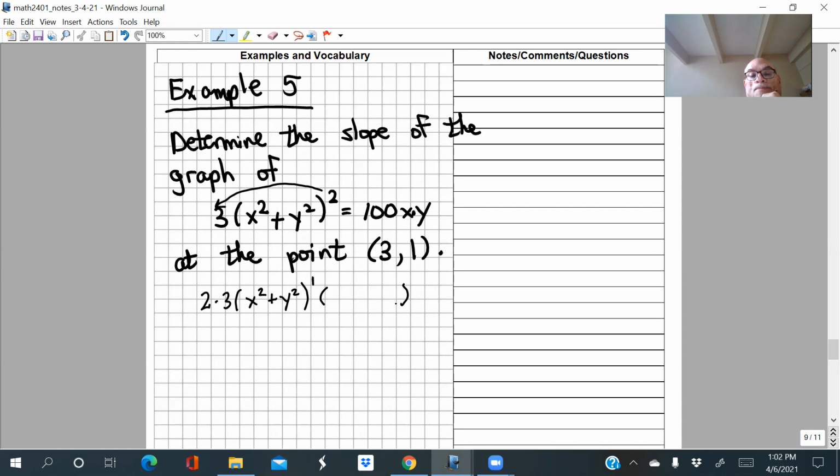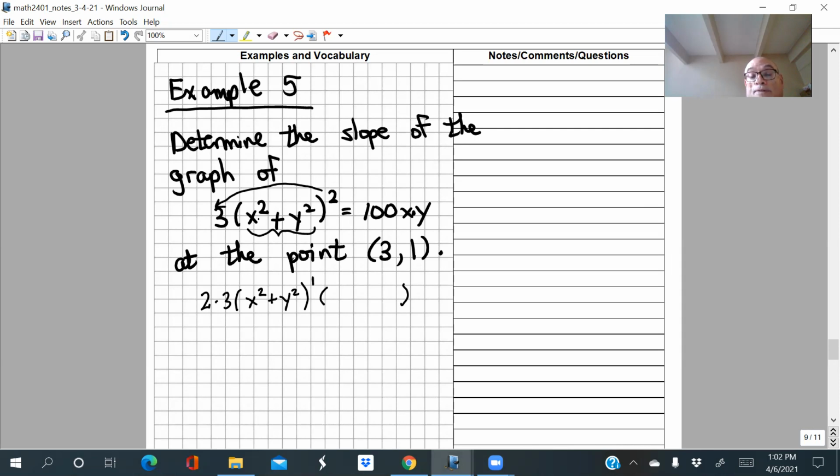Is it y prime because there's a y involved? Yeah, well, it's the derivative of this. So we have to think about the derivative of x squared plus y squared, okay? So let's see if we can do the derivative of x squared plus y squared. Well, just take the part in parentheses one term at a time.